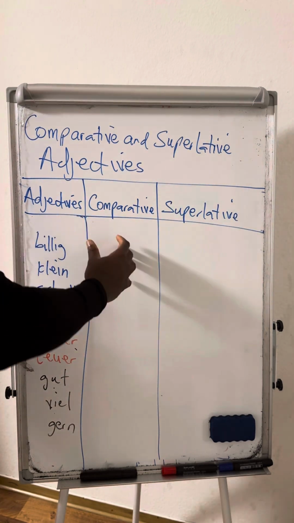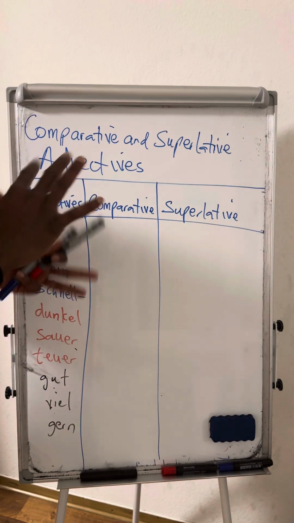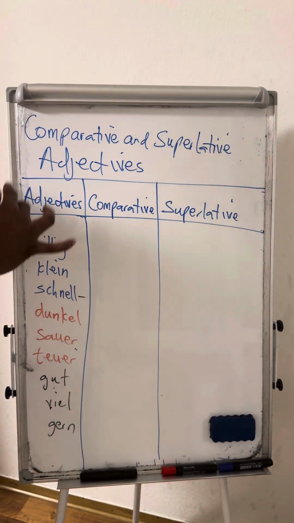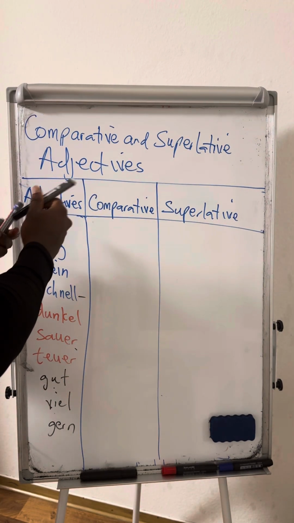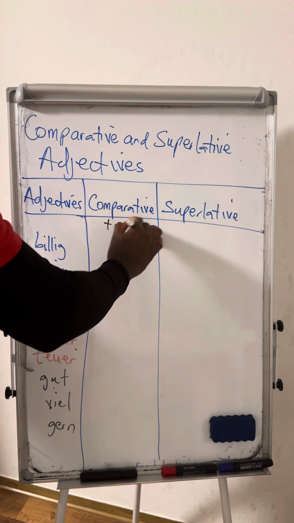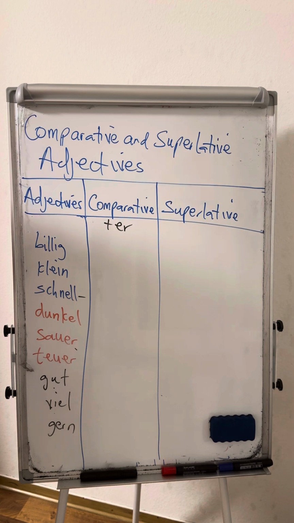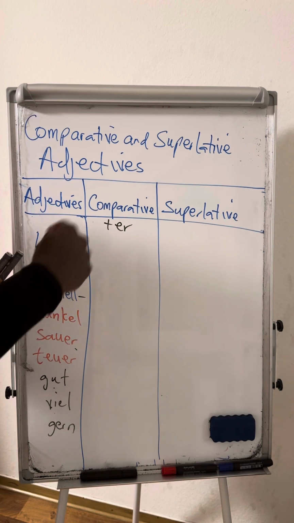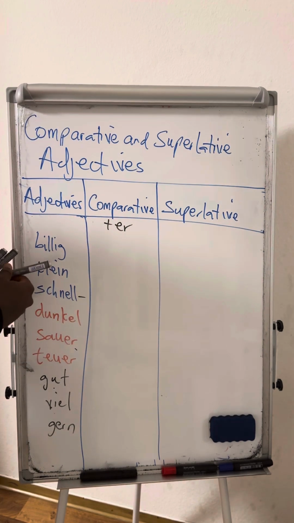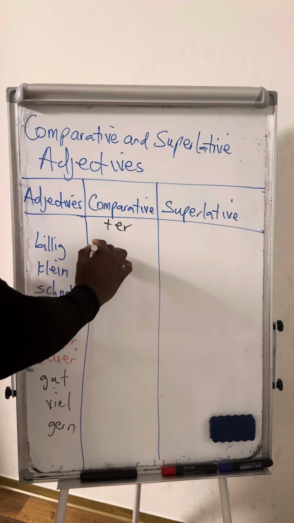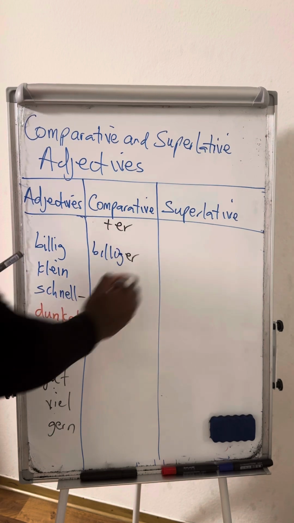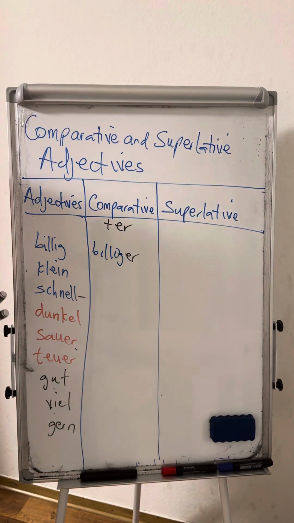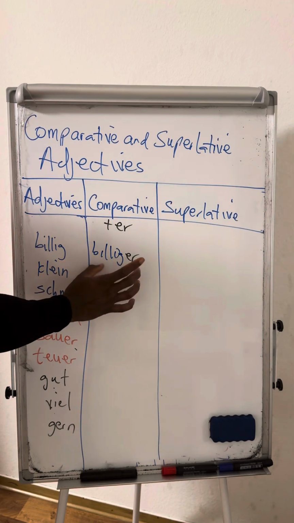Good. Now, we use the comparative when we want to compare two objects. To form the comparative of an adjective, the formula says you add what? You add er at the end. So what do I mean by this? If I want to form the comparative of billig, which is cheap, in English it becomes cheaper. So you write your billig and you add er at the end. Billiger.